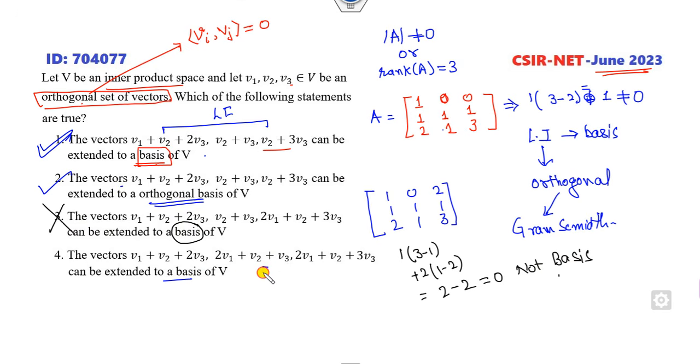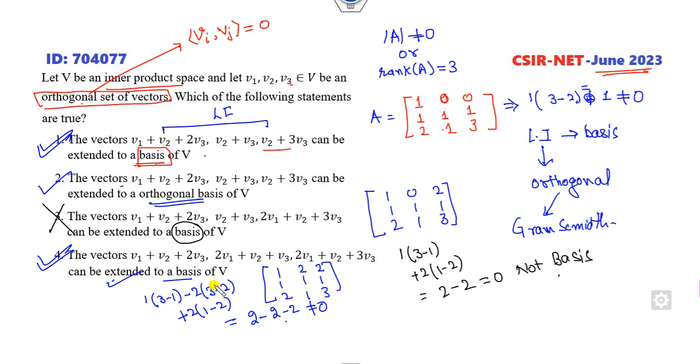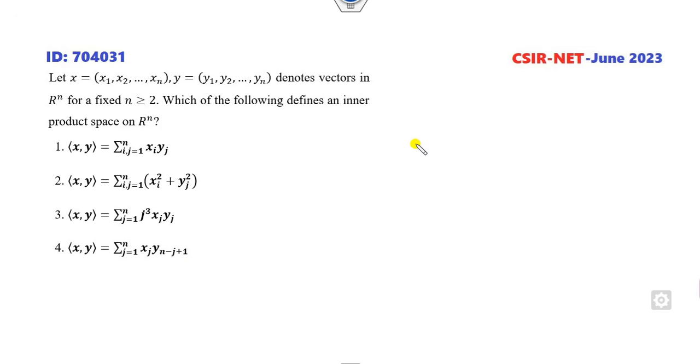Now again, 1, 1, 2, 2, 1, 1, 2, 1, 3. So can you find the determinant of this? 3 minus 1 minus 2 times (3 minus 2) plus 2 times (1 minus 2). So what is the answer of this? It is minus 2, which is non-zero. So yes, you can extend it to the basis because it is linearly independent, so you can extend it to the next basis. Look at one more example.